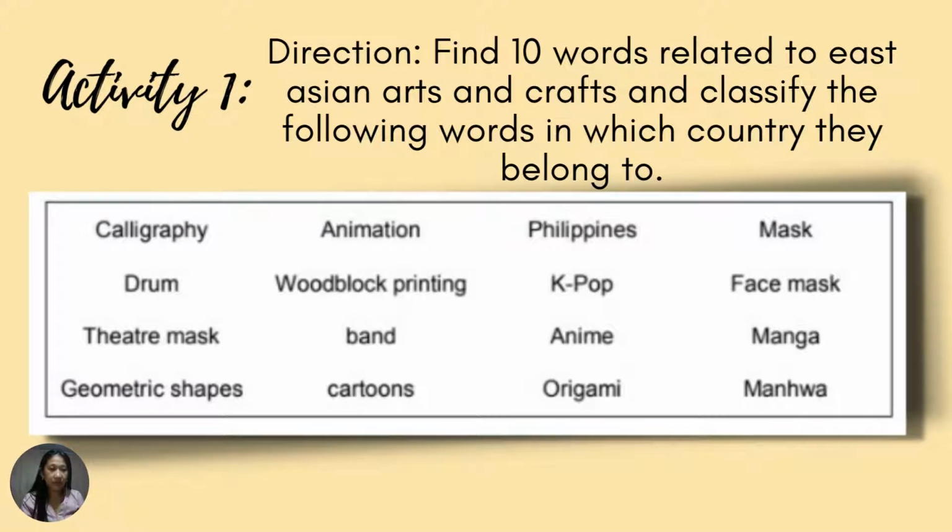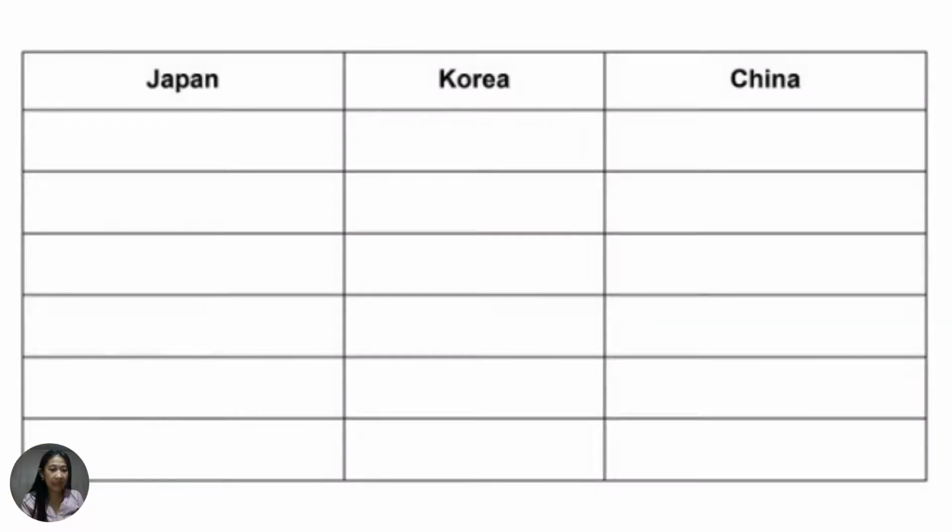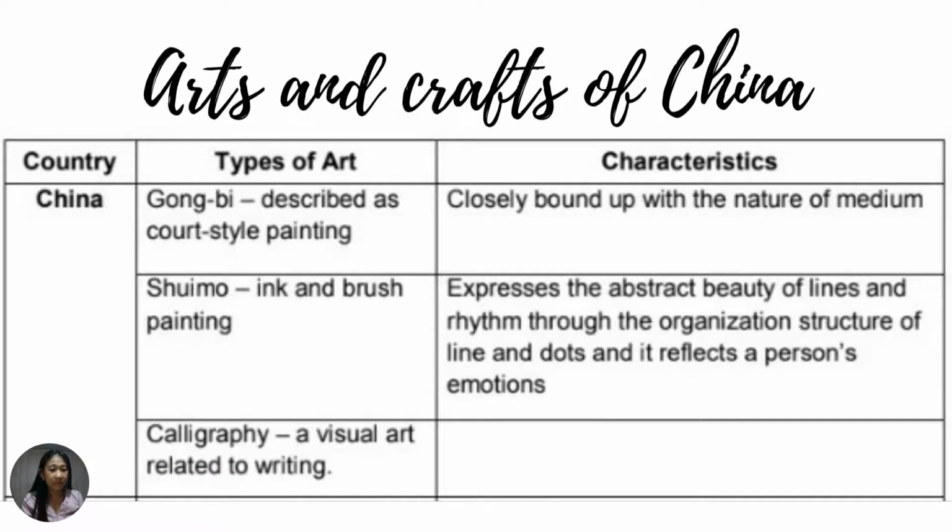For activity 1, direction: find 10 words related to East Asian arts and crafts and classify the following words in which country they belong to. Dito niyo siya ilalagay under each table: Japan, Korea, and China. East Asian arts and crafts.